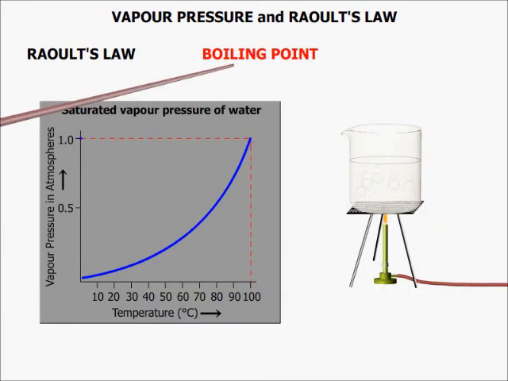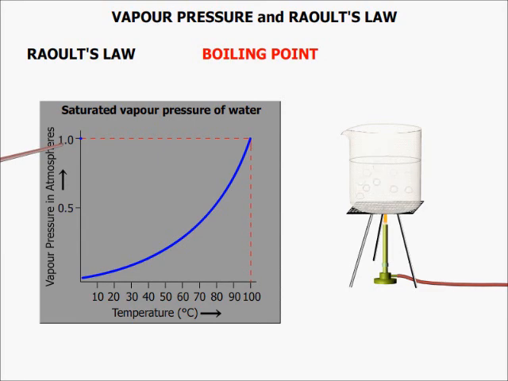Now, what is boiling point? It was said that vapor pressure is temperature dependent. Vapor pressure increases as temperature is increased. If we keep on increasing the vapor pressure by increasing the temperature, a stage will be reached when the vapor pressure will be equal to the external pressure, that is the atmospheric pressure, as in most cases.